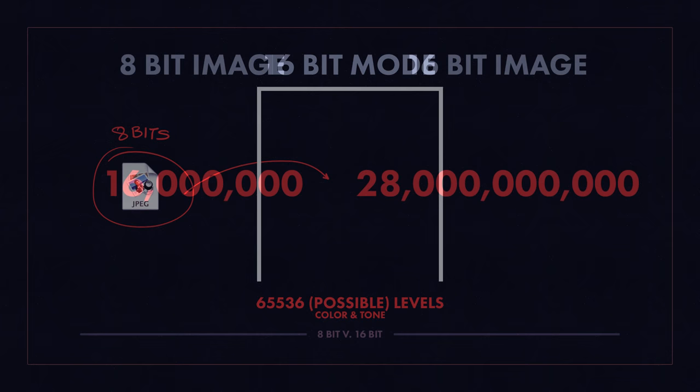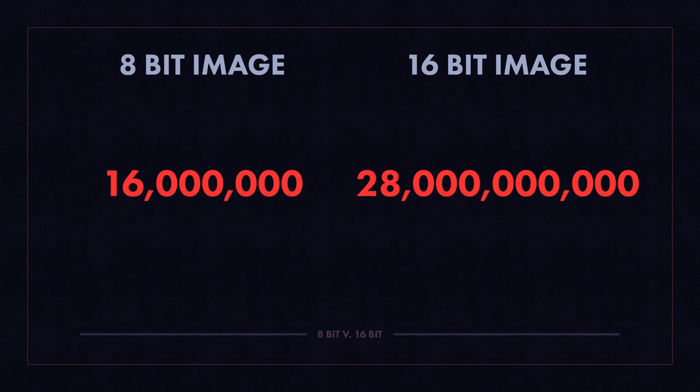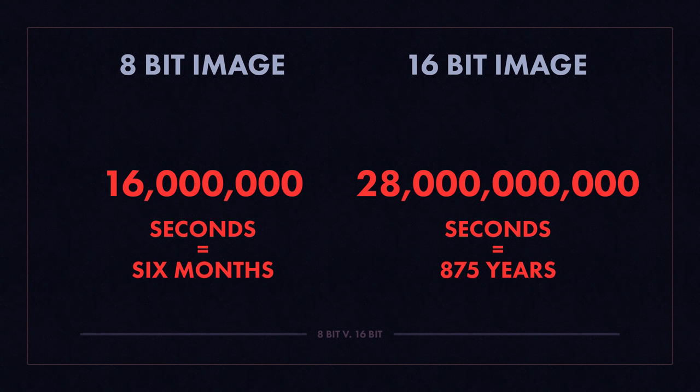Oh, and one last thing. You also get many, many more colors. You make the jump from about 16 million colors in an 8-bit image to about 28 billion colors in a 16-bit image. It's really easy to get lost in just abstract numbers. So let's compare these crazy figures to something that we can all relate to. Time. It takes 6 months to hit 16 million seconds. But to hit 28 billion seconds, it takes about 875 years.